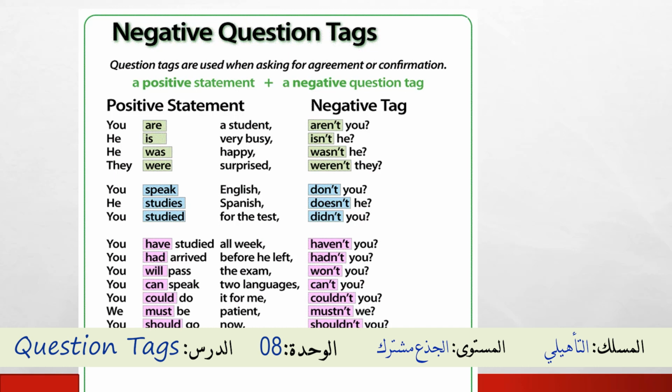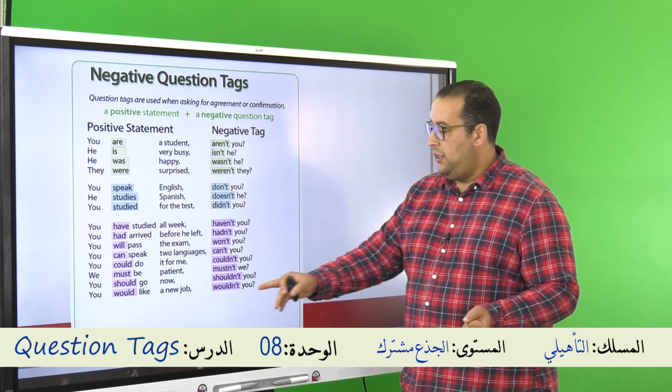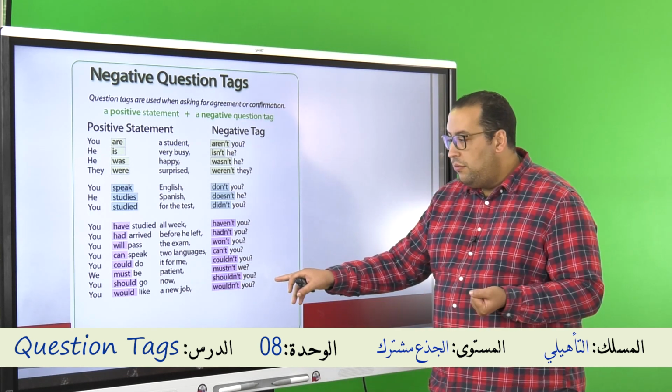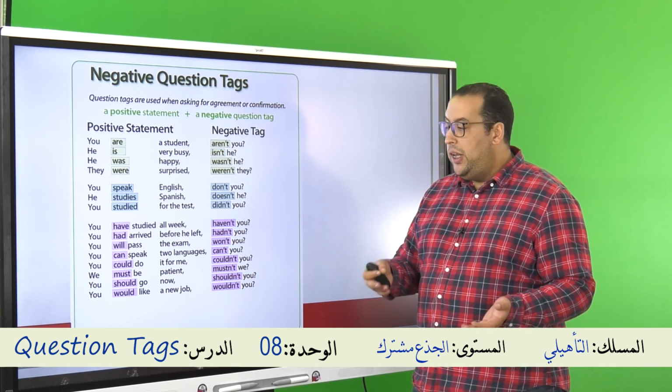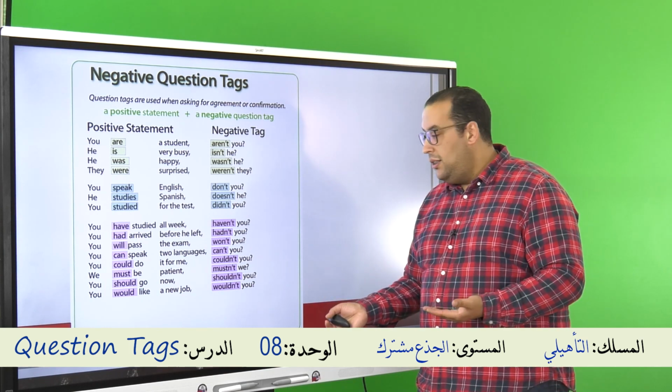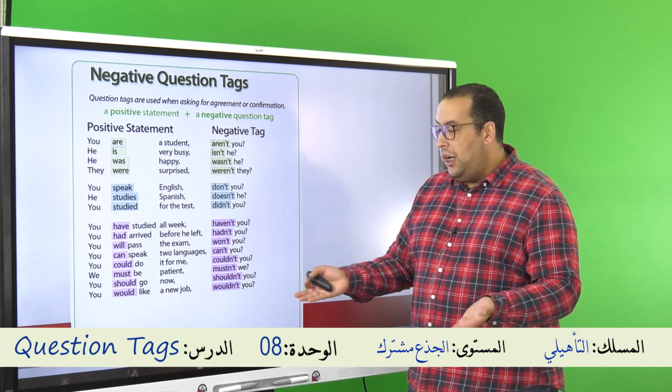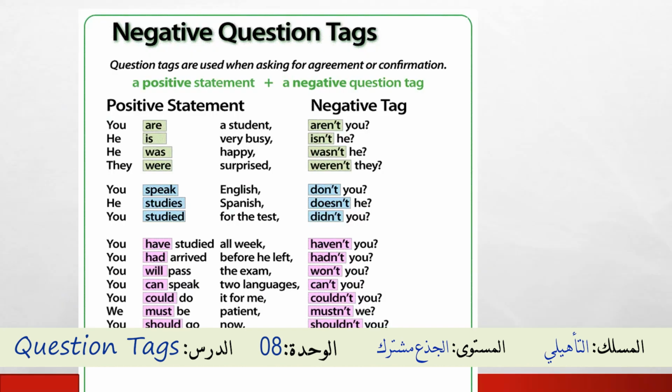You could do it for me, couldn't you? So the modal could, and in the question tag, the negative of it is couldn't. We must be patient. Mustn't we? Yes, the negative form of must is must not or mustn't. You should go now, shouldn't you? Again, should becomes shouldn't. You would like a new job, wouldn't you? So would becomes wouldn't. But there is something important here.